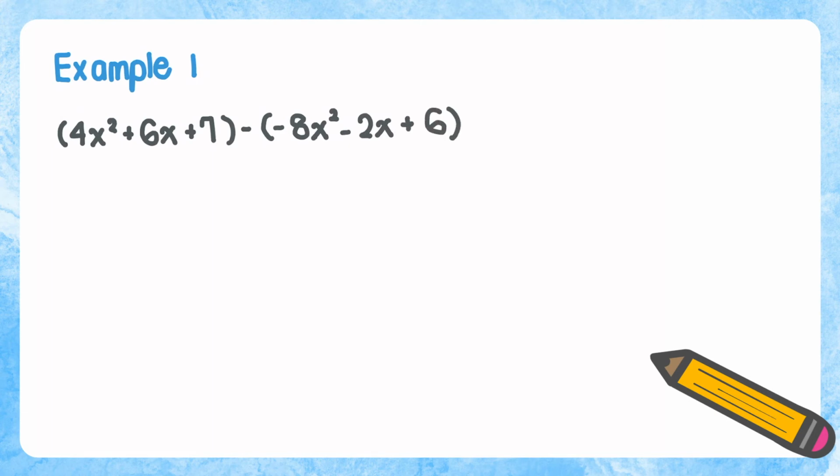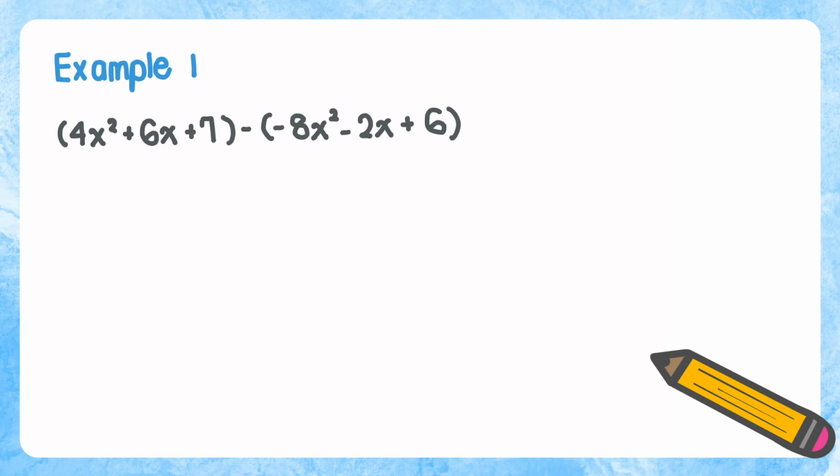So here's the first example that we'll walk through together. So if we have 4x squared plus 6x plus 7 minus negative 8x squared minus 2x plus 6, how would we subtract these polynomials? So maybe you've seen this in past math classes, but whenever there's something in front of a parentheses, you're probably taught to distribute that.